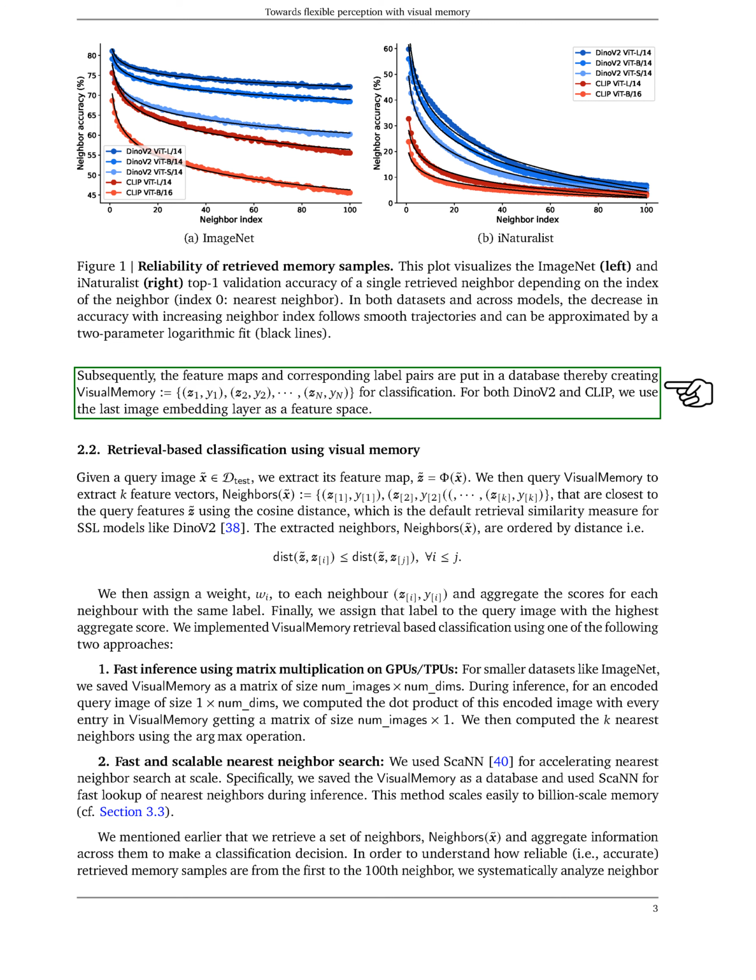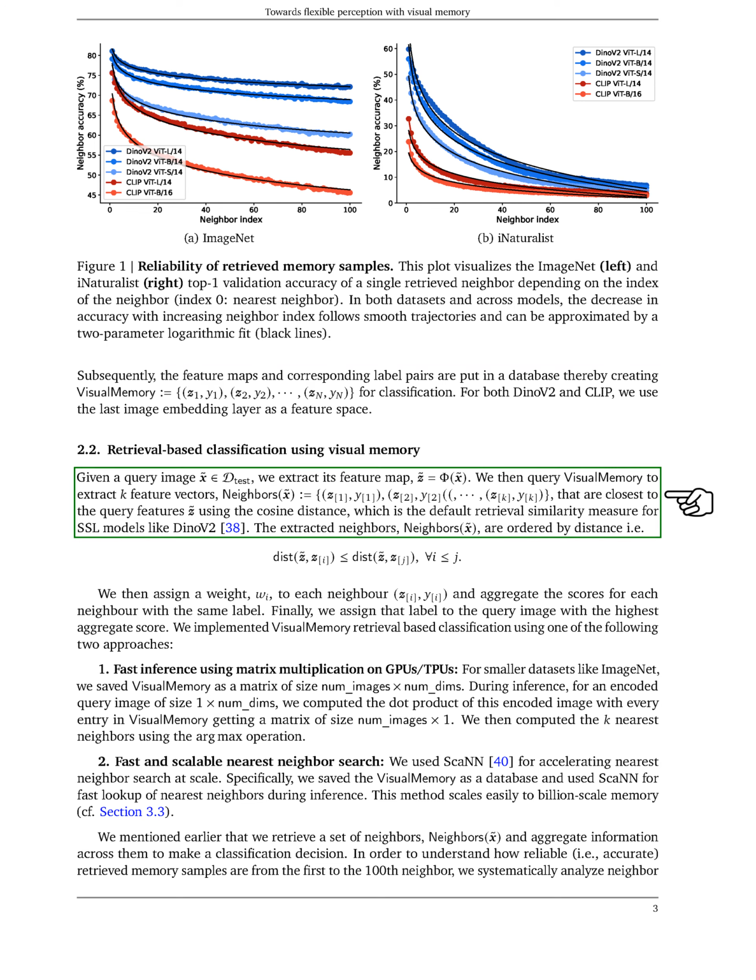For retrieval-based classification, when we have a query image, we extract its feature map and then query our visual memory to find the closest feature vectors. We use cosine distance to measure similarity, which is standard for models like Dino v2.